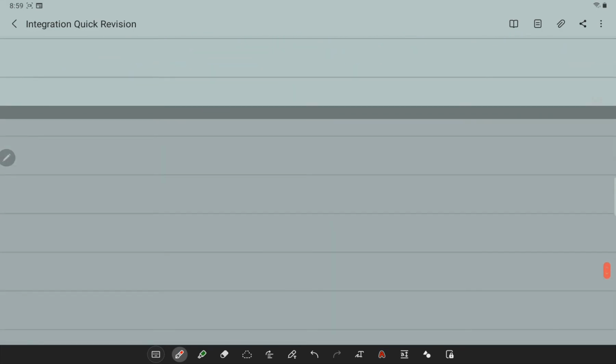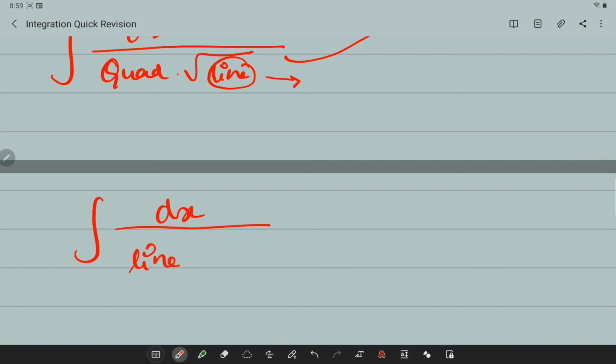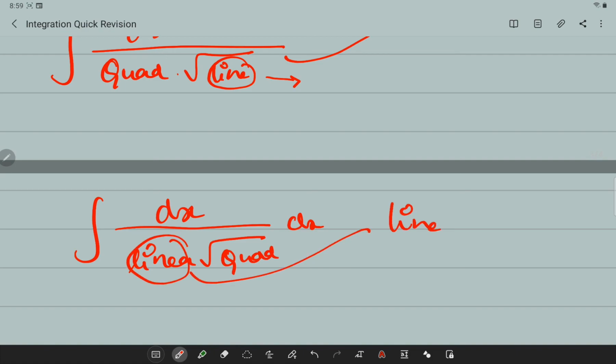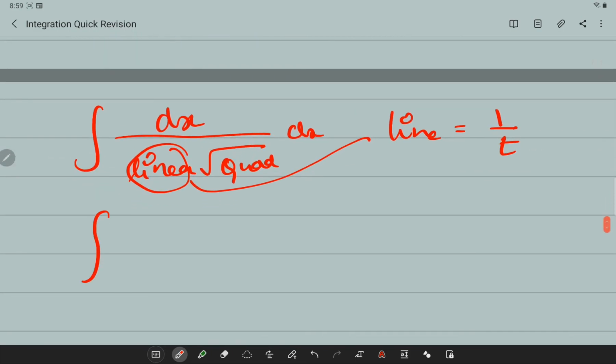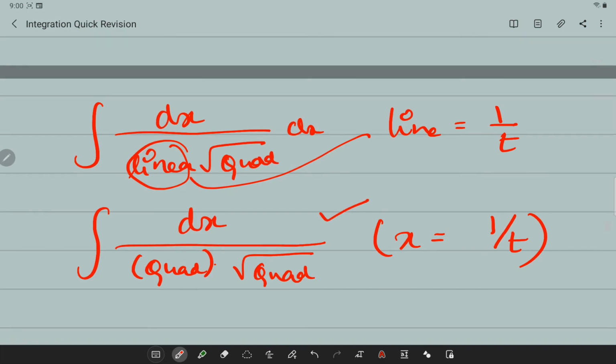You have some other forms in which you have to substitute a different formula. If you have the term integral dx by linear term into square root of your quadratic term dx, here this linear term must be put in the form 1 by t. Now you can also have a double quadratic equation, integral dx by quadratic equation into square root of another quadratic equation. Here you have to substitute x is equal to 1 by t and solve the problem.